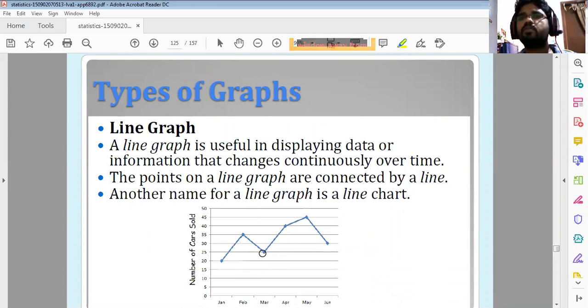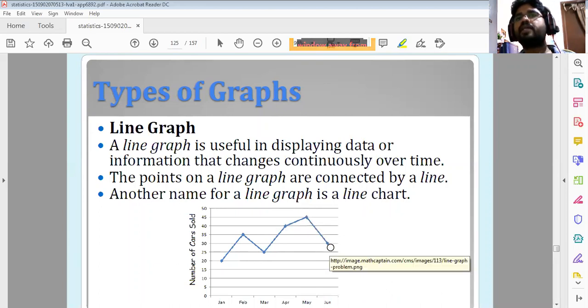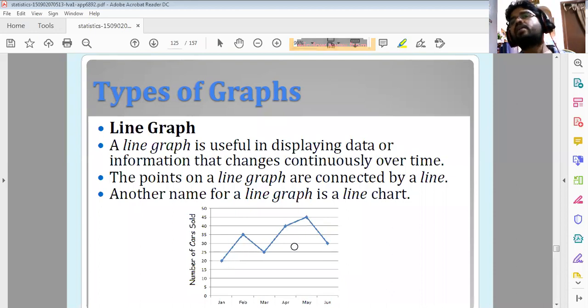Then from February to March, the number of car sales has decreased from 35 to 25. From March to April, there may be an increase. Then April to May, there is an increase from 40 to 45. From May to June, the sales of cars have decreased. This is called a line graph.